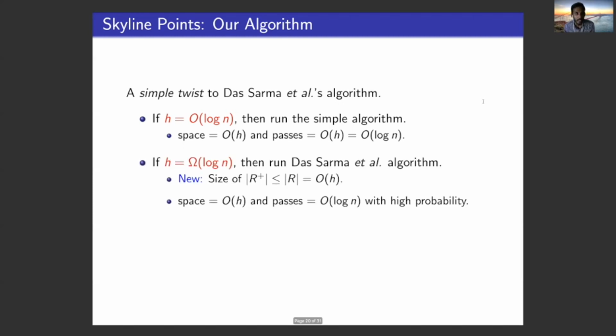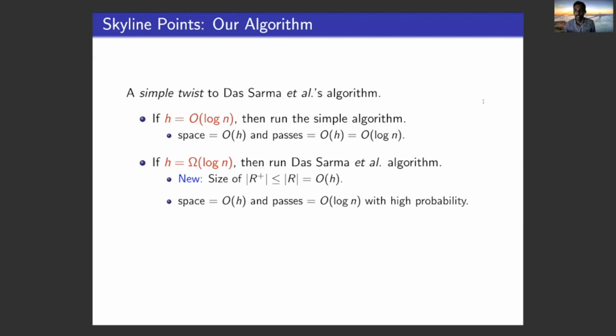Right? And now the second case is h is at least log n. In that case, we just run Das Sarma et al.'s algorithm. That's all. But with one crucial difference. In their case, the sample size was h log n, but now we are saying you don't need a sample of h log n size. You just need a sample of size order of h. And that's what capital R is here.